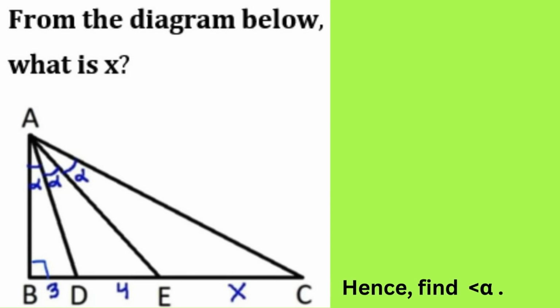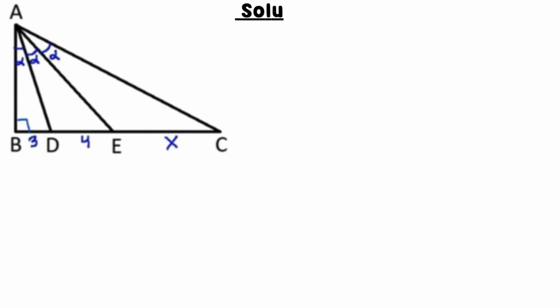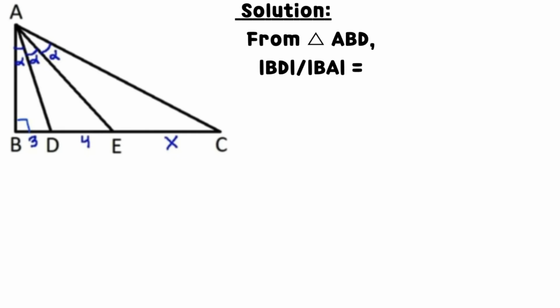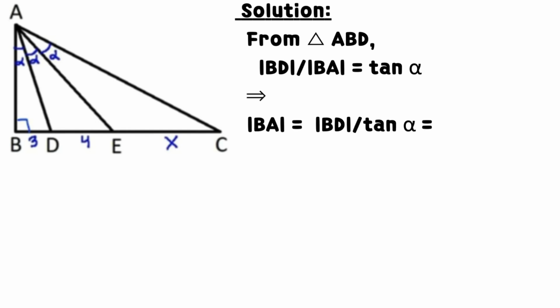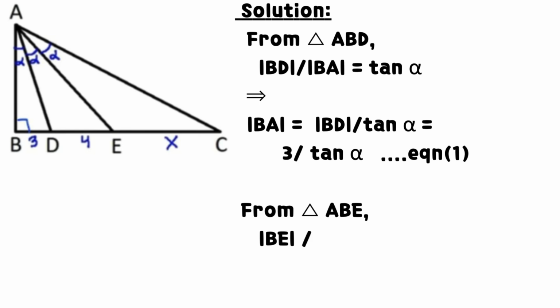What is length x? Hence, find angle alpha. From triangle ABD, line BD divided by line BA equals tan alpha. It means that line BA equals line BD divided by tan alpha, which equals 3 divided by tan alpha. We call this equation 1.